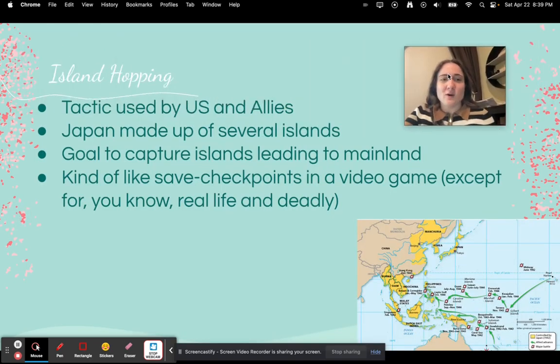All right, so island hopping. That was a tactic used by the US and its allies. So again, Japan is made up of several islands, like you can see on the maps I've been showing you. They have a goal to capture islands all the way leading to the mainland. It's kind of like checkpoints in a video game, where you get from one to the next, to the next, to the next. But of course, it's real life and it's war and it's deadly and scary.